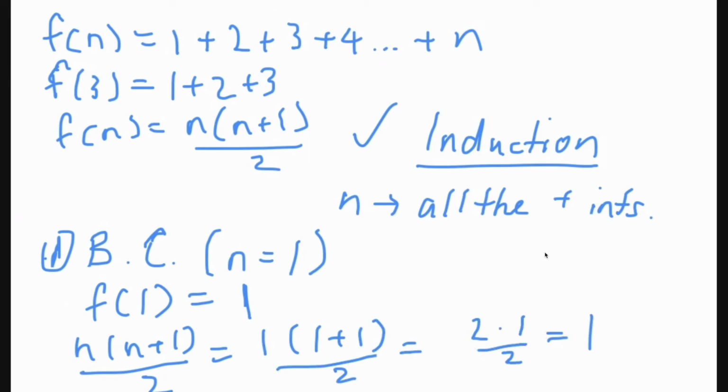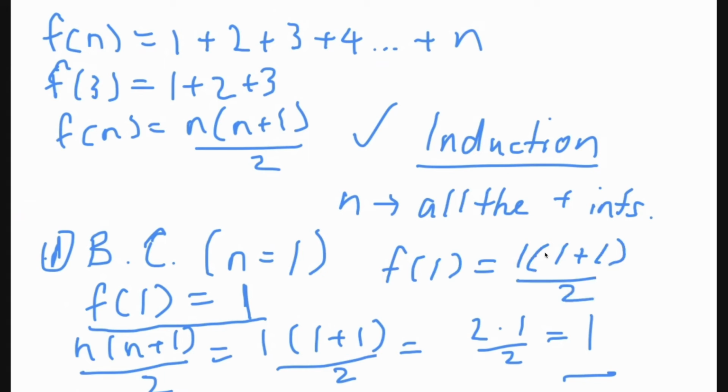And so we see that f of 1 gives us a value of 1, and our formula also gives us a value of 1, which means that for our base case, we can safely say that f of 1 is equal to 1 times 1 plus 1 over 2. Hopefully that wasn't too bad and you guys were all able to follow along.